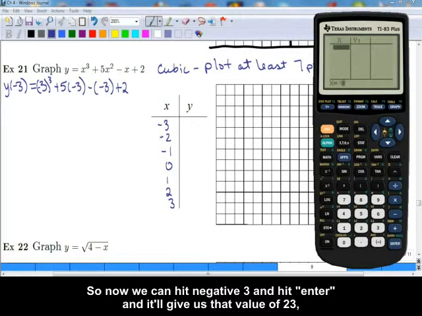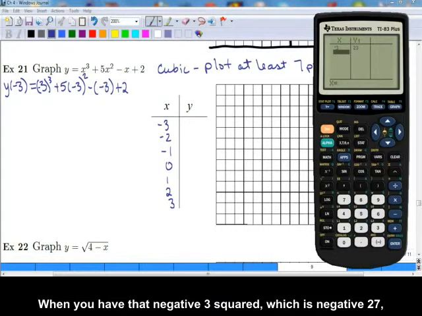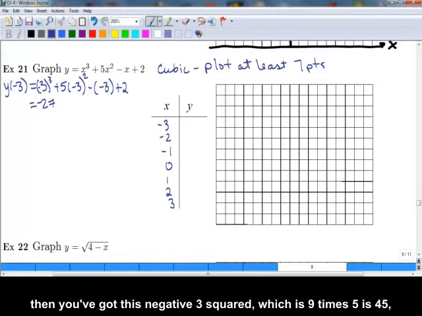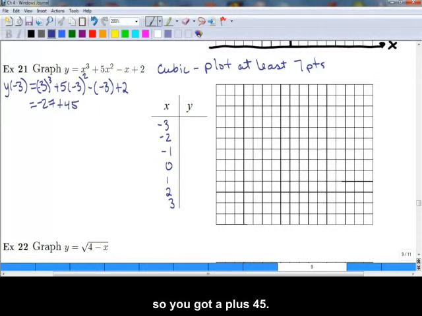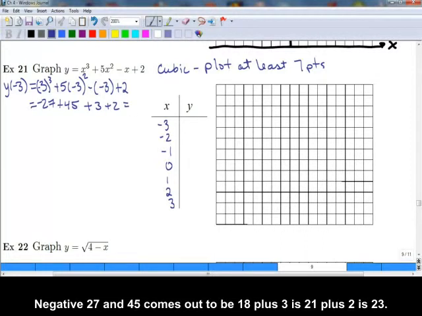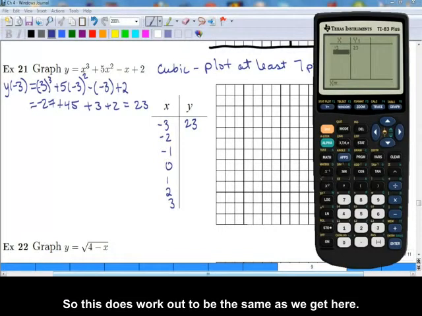So now we can hit -3 and hit enter, and it'll give us that value of 23. You have that -3 cubed, which is -27. Then you've got this -3 squared, which is 9, times 5 is 45, so you've got a plus 45. And then you've got a -3, which is +3, and a +2. -27 and 45 comes out to be 18, plus 3 is 21, plus 2 is 23. So this does work out to be the same as we get here.